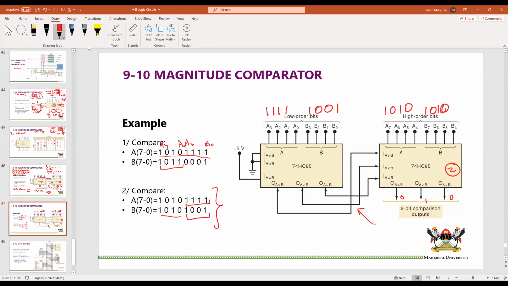In this case, we can see that B7 to B4 is equal to A7 to A4. So this IC2 is unable to determine which of these two is bigger. So it goes to IC1. IC1 will have returned A greater than B, meaning that this is a high. And so it will look at whichever is high, and it will activate that output to be high. So you can see this is how you can know which one is high. So that will be high. The rest will be 0.